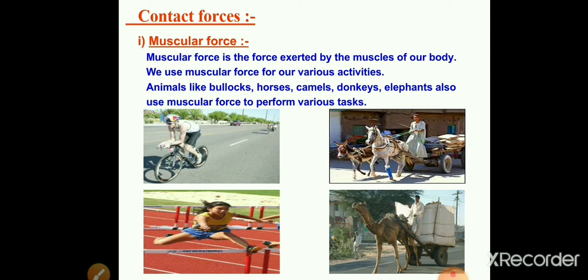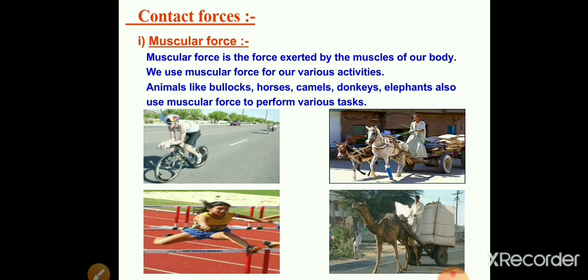Okay, so muscular force is the force exerted by the muscles of our body. We use this muscular force for various activities. When we lift, push, pull, stretch or compress, we use our muscular force. For example, lifting a heavy weight, pulling a wheel cart, pushing a lawn roller, stretching a chest expander, or rowing a boat.